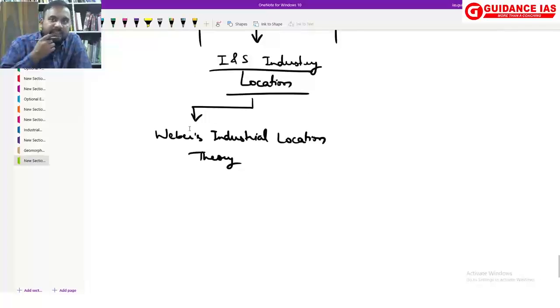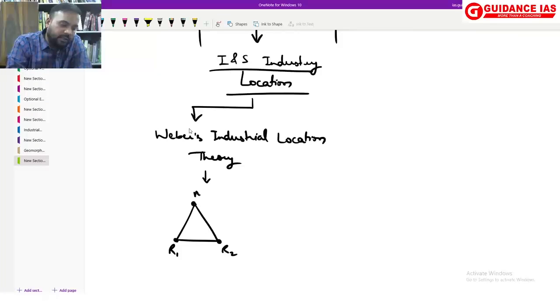So in Weber's industrial location theory, we'll see that Weber says that depending upon the type of raw material R1, R2 and market, the location of industry would be decided. In case of iron ore, the location of the industry would be more near to raw material because they are weight losing raw material. You won't understand this right now, but this is the case.